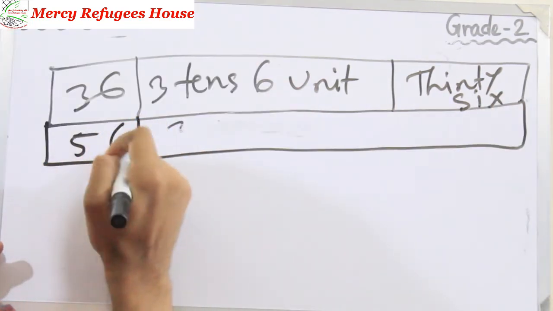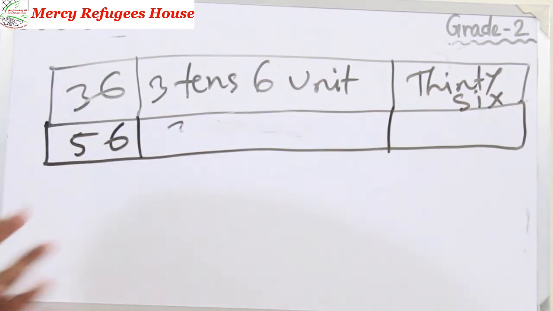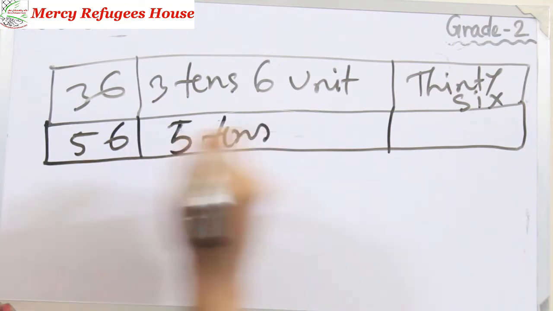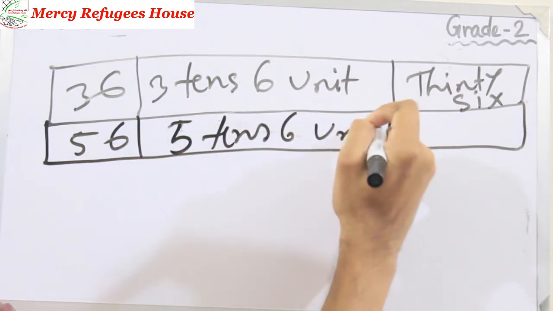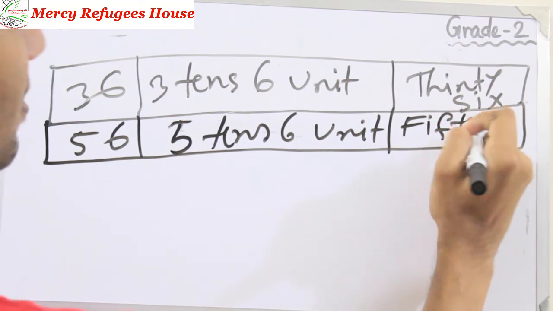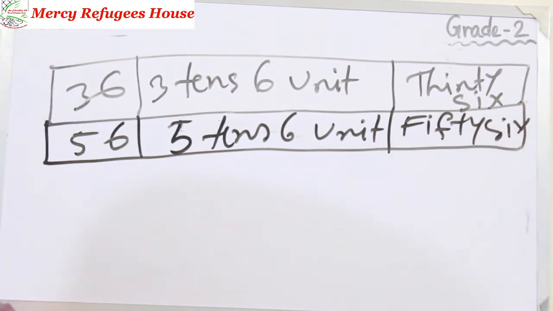It is written 56, write this, right? The rest of the things are not here. So what do we say? 5 tenths, 6 unit, right? It's 56. So you teach the students to do this.